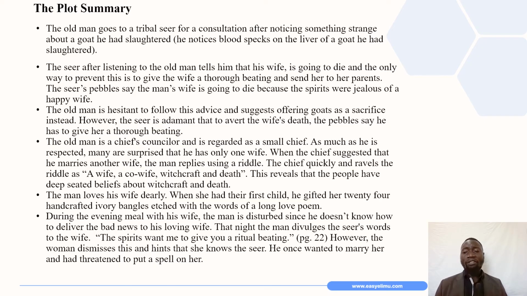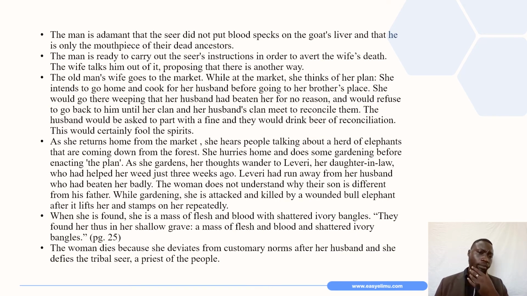So the wife dismisses the seer's pebbles. So what happens is that the man, that is the old man, is adamant that the seer did not put blood specks on the goat's liver and that he is only the mouthpiece of their dead, that is their dead ancestors, sorry. So the man is ready to carry out the seer's instructions in order to avert the wife's death. The wife talks him out of it, proposing that there is another way.